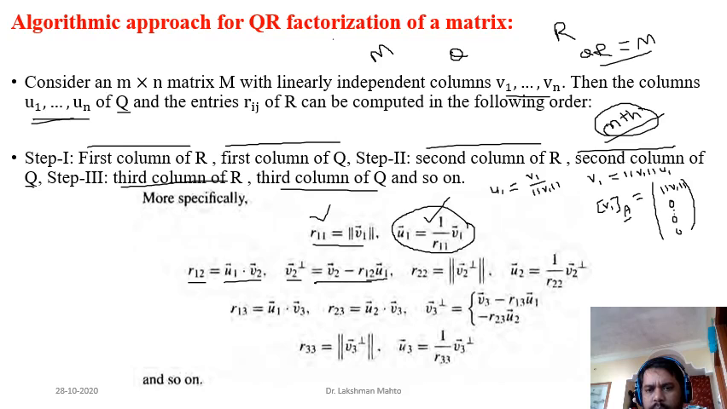And what would R22 be? It would be just normalization. You do normalization of V2 perp in order to get U2. So the norm factor would be R22, and U2 is finally the normalized version of V2 perp. So this one is directly giving the second column of Q. In that process you will also get R33, U3, and so on; all these constructions happen this way.